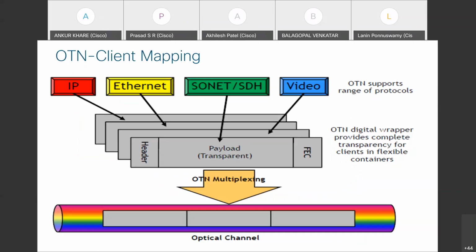Okay, so these are the layers when we see OTN client mapping. You see all types of traffic, IP, Ethernet, SONET, video can go here in the payload. So this is the OTN payload, which is very transparent. This is the header, which we will discuss in detail. And here is the FEC, which is forward error correction. Okay. And further, it creates an OTN frame. It goes multiplexed, and it goes as an optical channel here on the bottom, which is colored, nothing but layer 0 again.